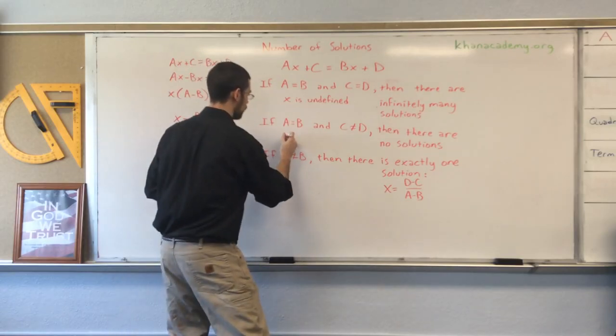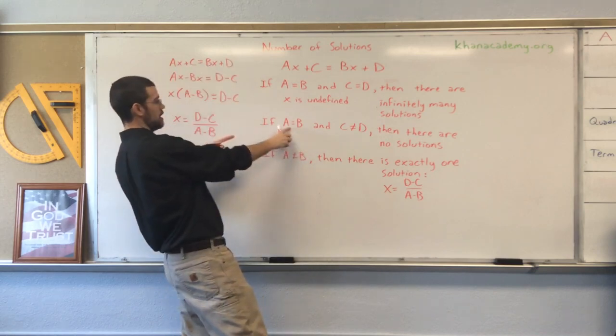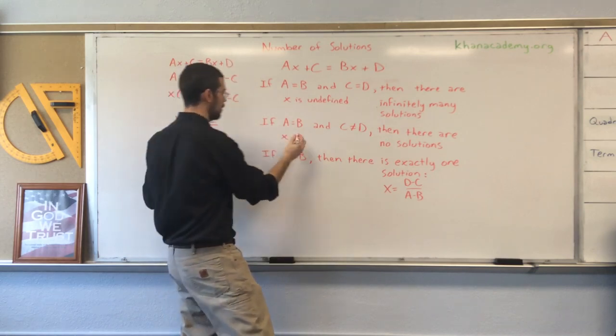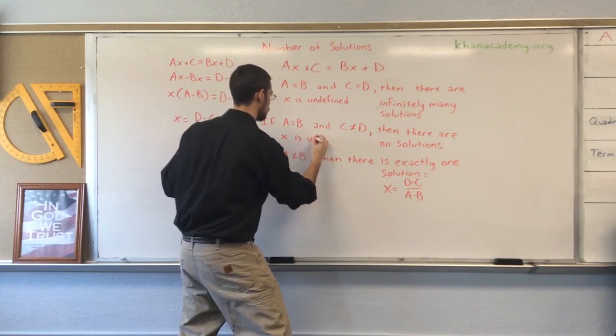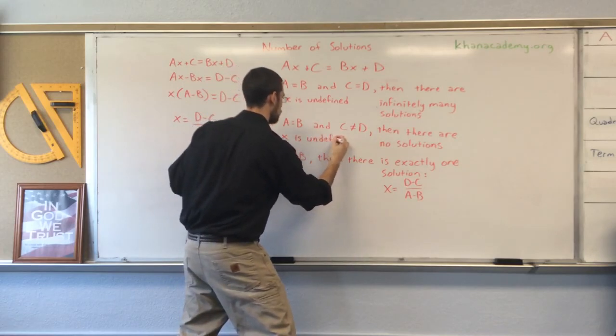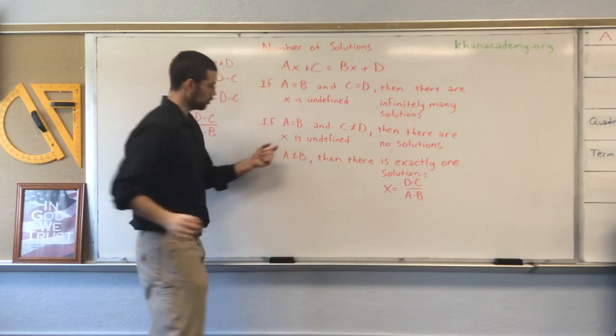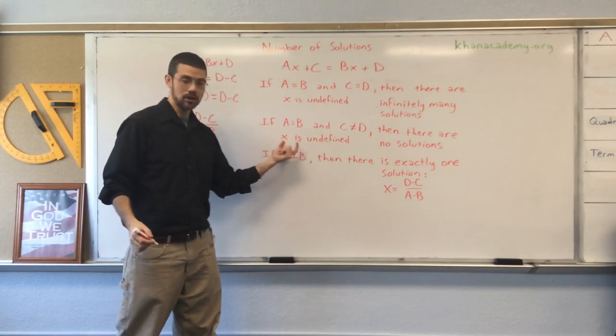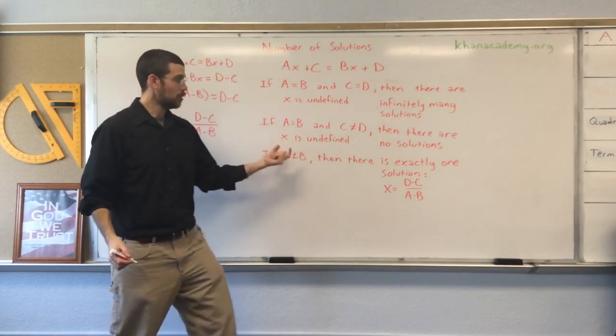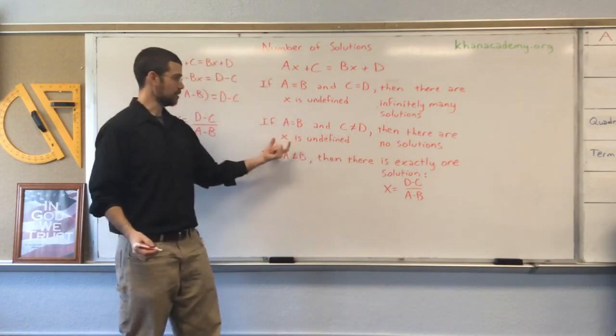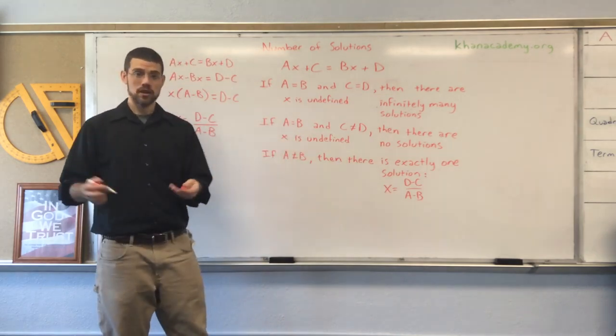X would also be undefined here, because again, A equals B means the denominator is 0. Not only is there not a single number that X can be, but there's no number that X can be in this case. And we're done.